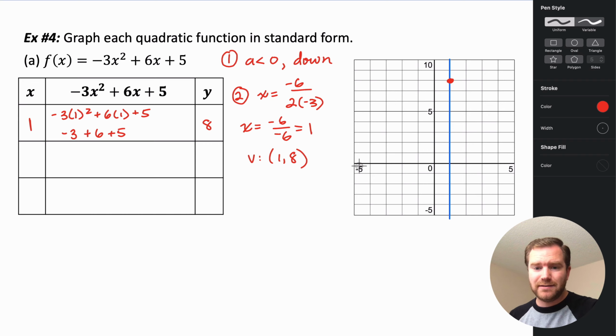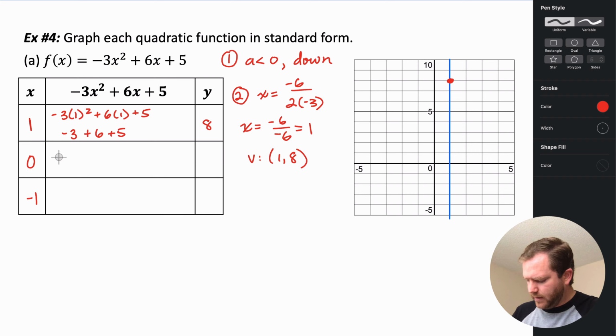Now I could plug in things like -5 and 5, but generally you want to try and stay pretty close to your axis of symmetry because quadratics grow pretty quickly. And so if you pick numbers that are too big over here, they might be off of our graph. So let's plug in 0 and then -1, and we'll use symmetry.